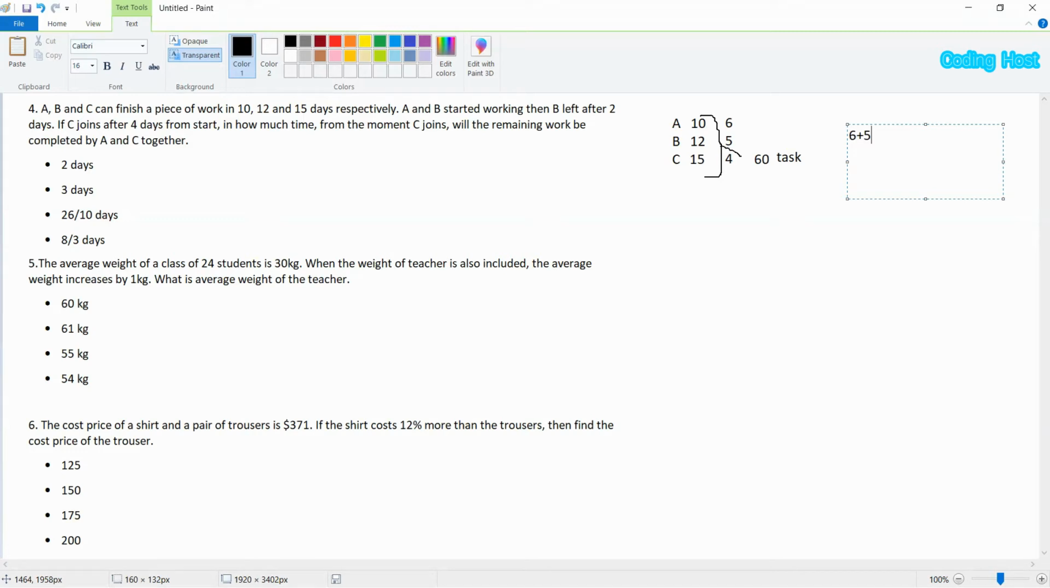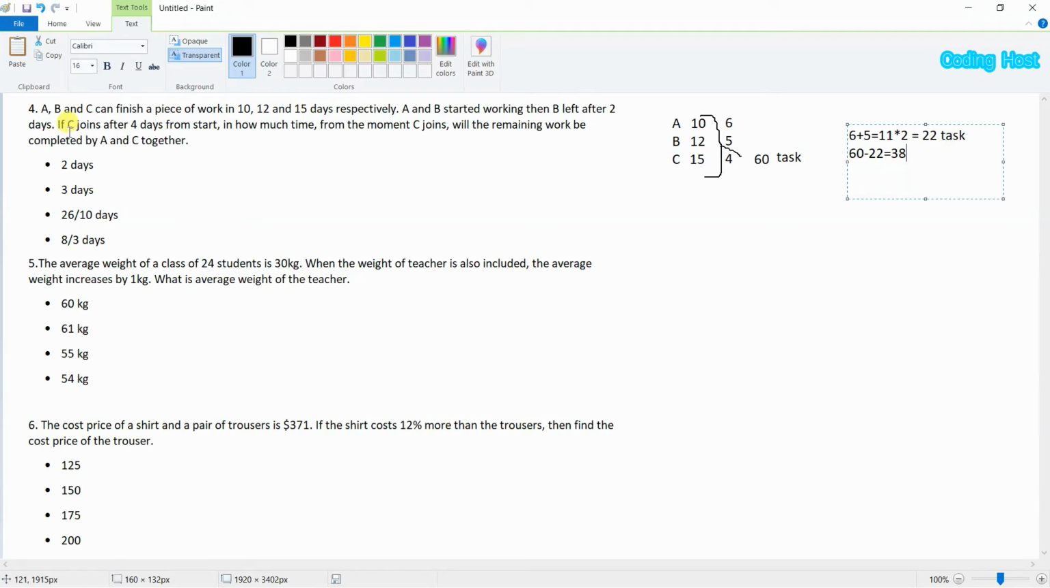So 6 plus 5 is equal to 11. So in one day A plus B do 11 work. They did the work for 2 days. So 11 into 2 means that in 2 days they have finished 22 tasks. How much task is remaining? So 60 minus 22 equal to 38. So 38 tasks is still remaining.